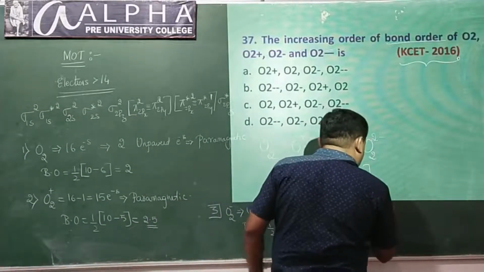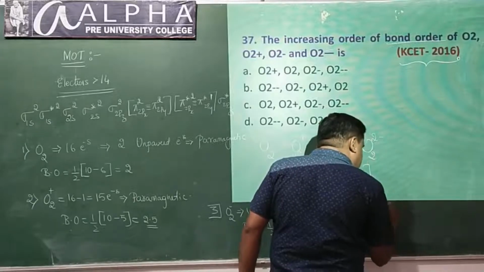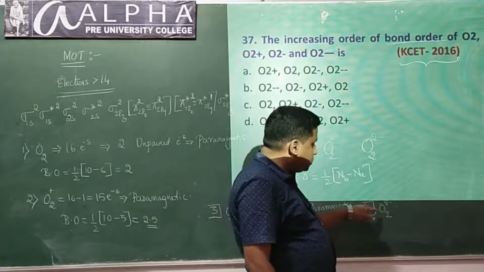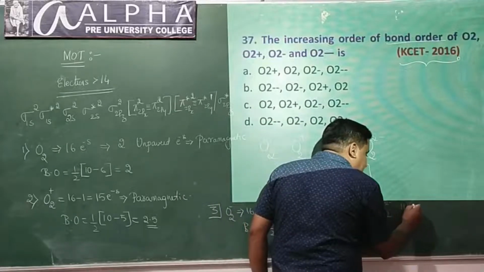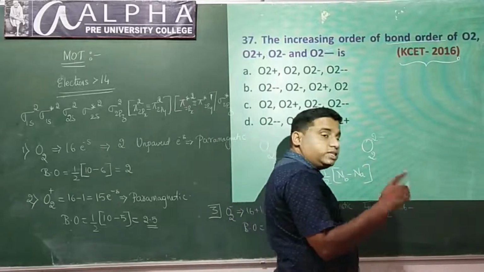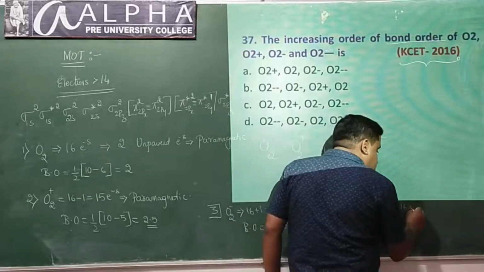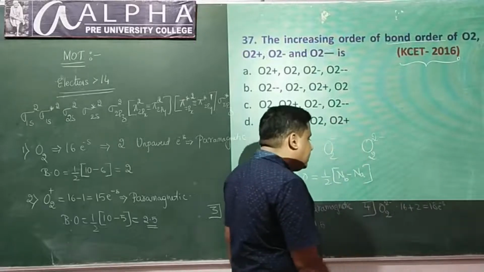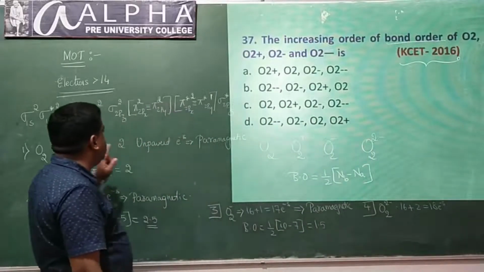O2 2 minus. Now count the number of valence electrons. Total, 8 plus 8 is 16, but there is a 2 negative charge. If there is a negative charge, you have to add that charge. So 16 plus 2 is a total of 18 electrons. So fill those 18 electrons here.